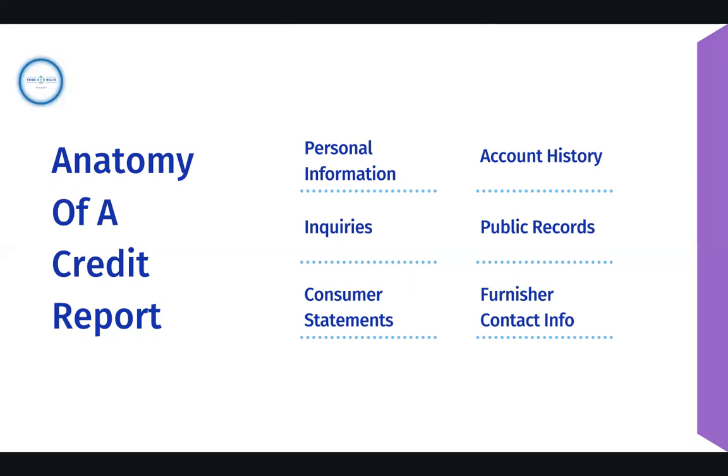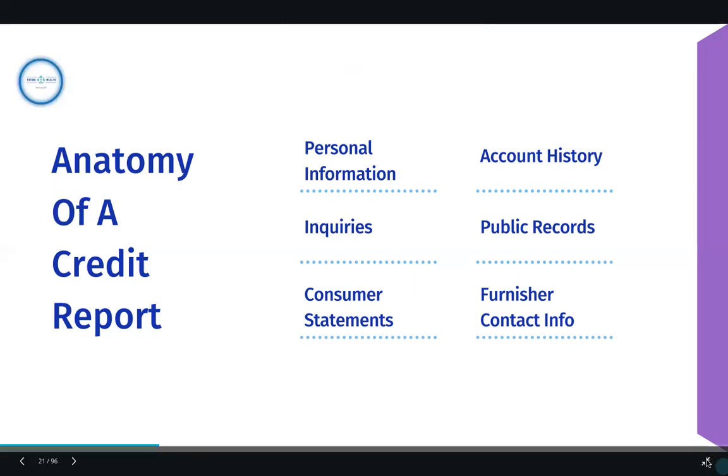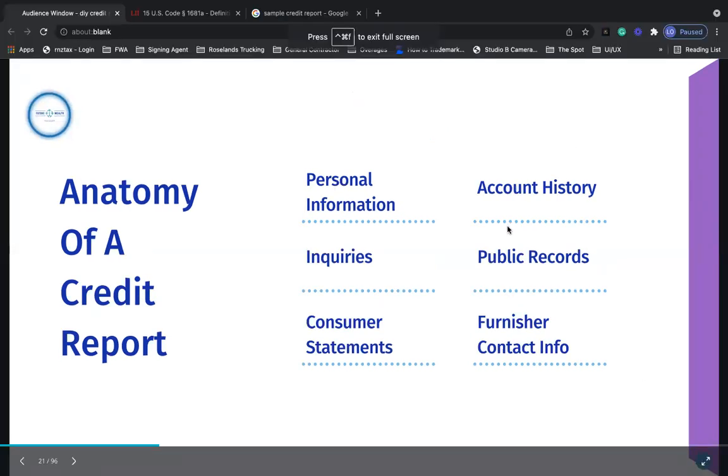And then consumer statements. These are comments made by the consumer or by the creditor about the consumer and any items on the report. And then you have the furnisher contact information. This is the names, addresses, and phone numbers of the companies that have reported info to the credit bureaus. So I can show you a sample online of what a consumer report looks like.